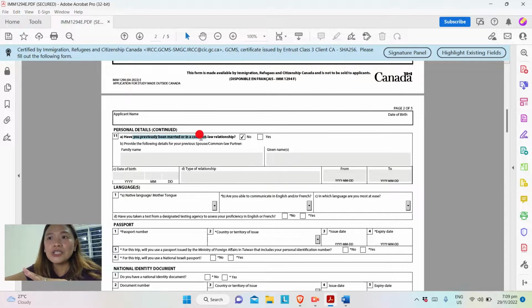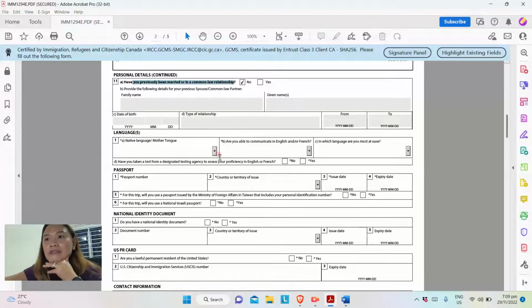Okay, this question is not for your current husband, right? This is a question pertaining to a previous relationship other than your husband. So if you have not been previously married aside from the one that you are married with right now, or the one you are in a relationship with right now, then you have to say no.